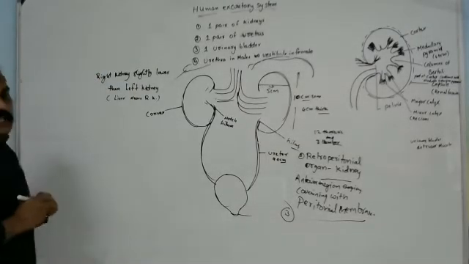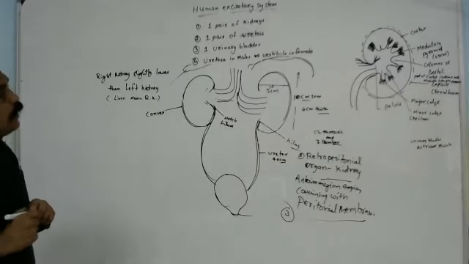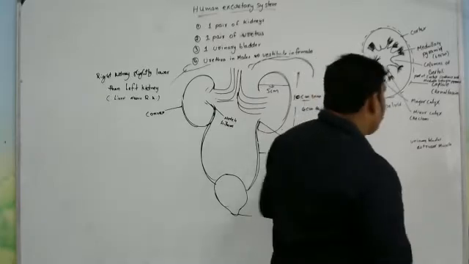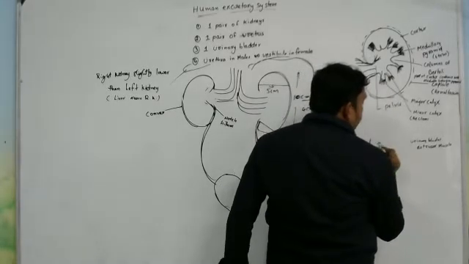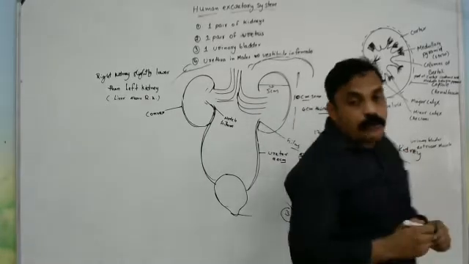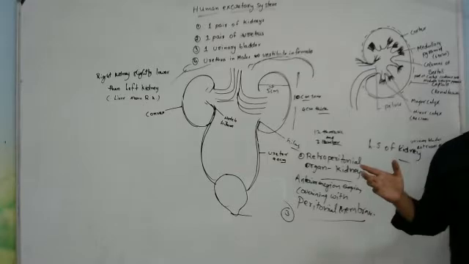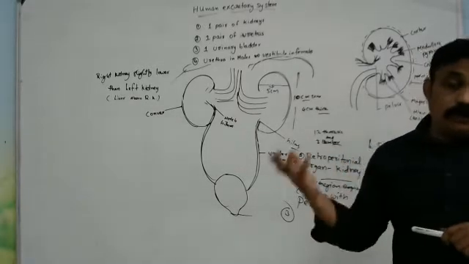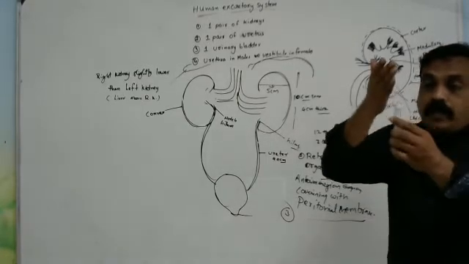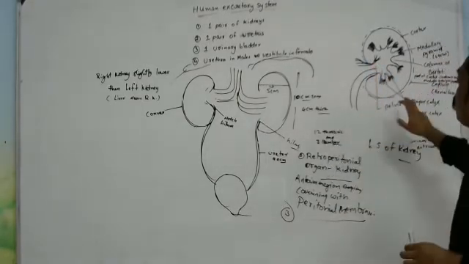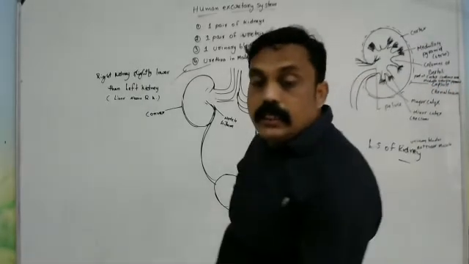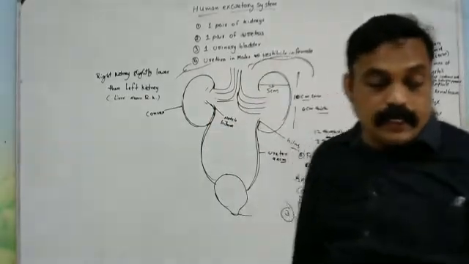So what is the internal structure of the kidney? Here you can observe the longitudinal section, the LS of the kidney. If you take a goat or sheep kidney from outside and dissect it longitudinally, we will observe this type of structure in the internal structure of the kidney.